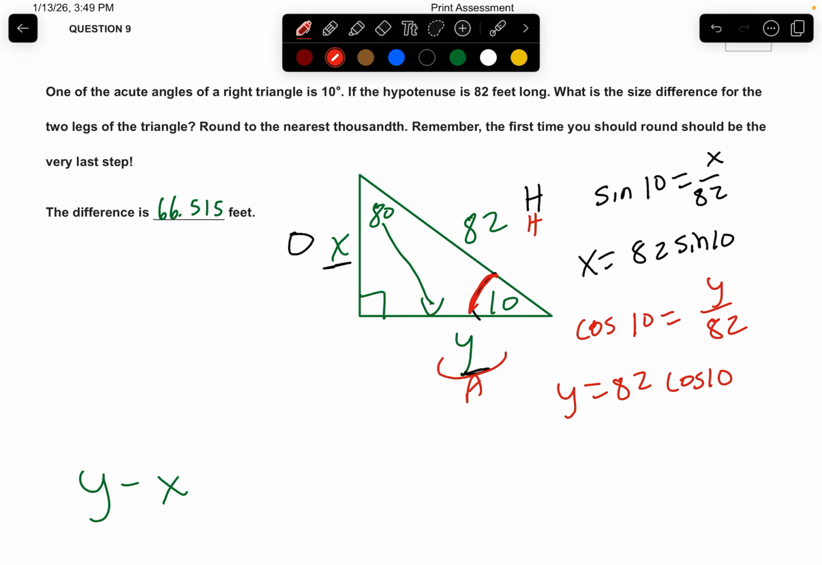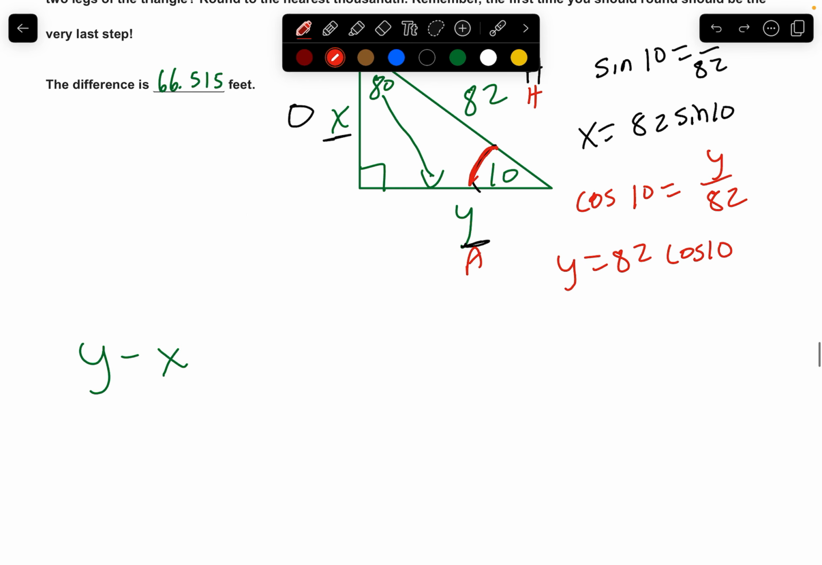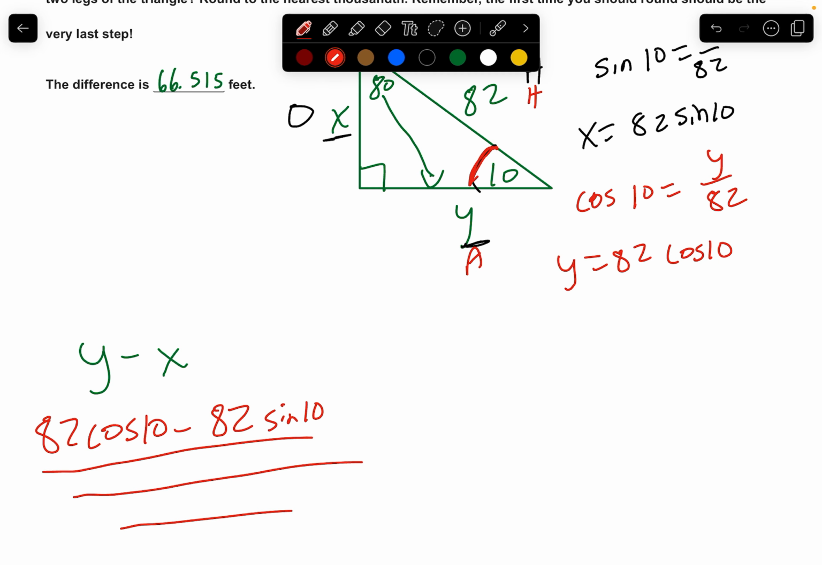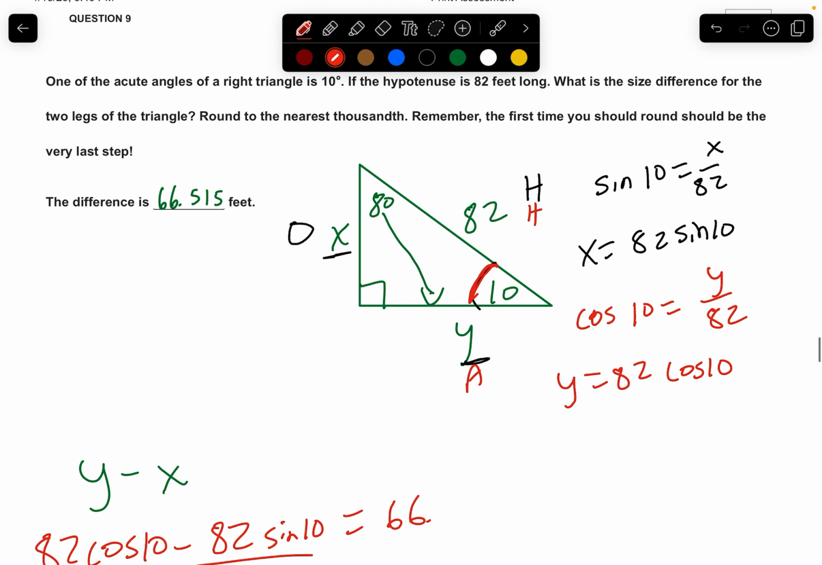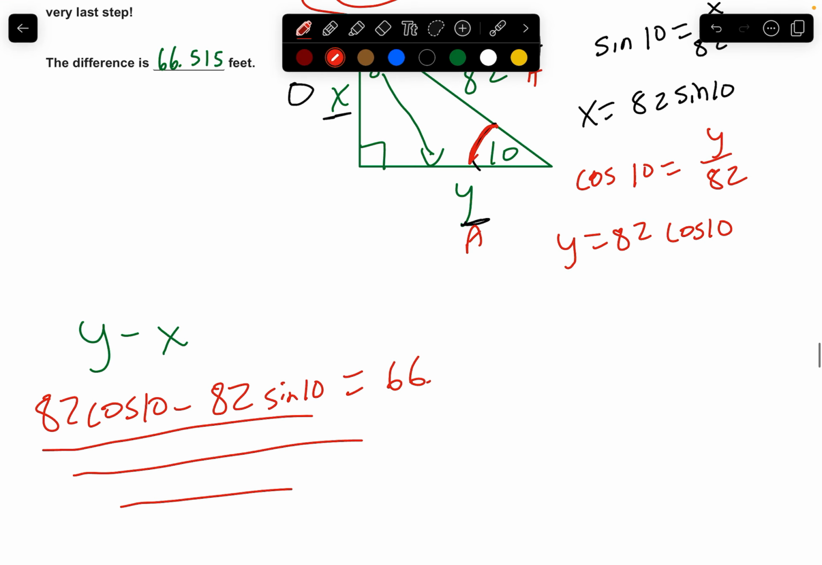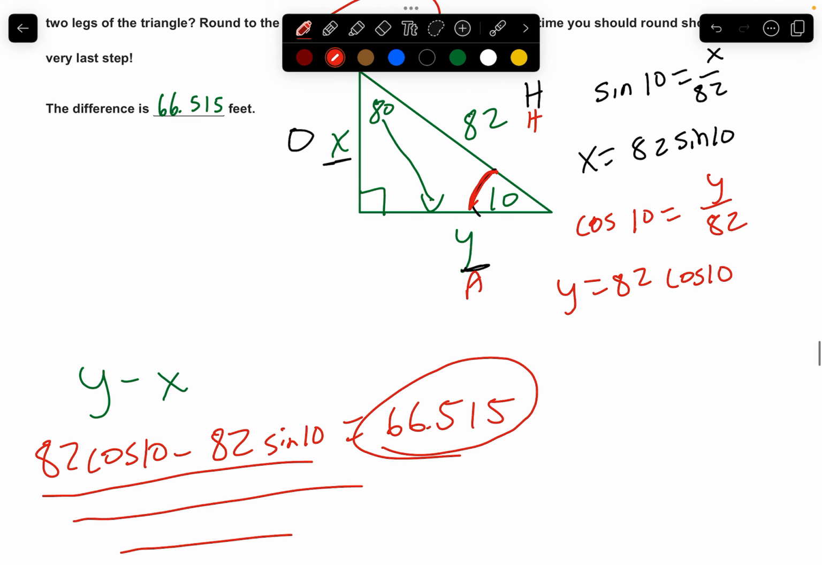And remember, we can tell that this is the bigger one. But we're going to type this into our calculator. And I'm going to type in 82 cosine 10 minus 82 sine 10. So we're doing y minus x, 82 cosine 10 minus 82 sine 10. I'm going to type it exactly like that. And I get 66. We're going to the nearest thousandths, 66.515. And that is my answer there.